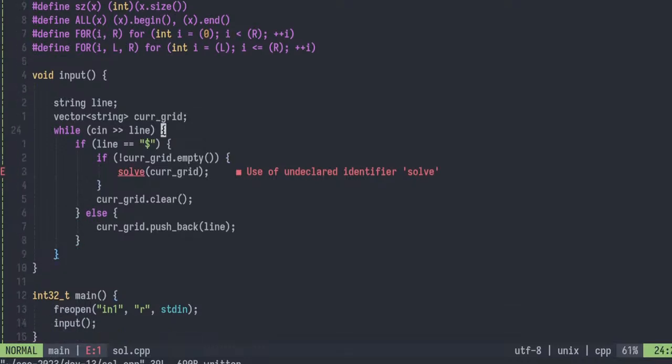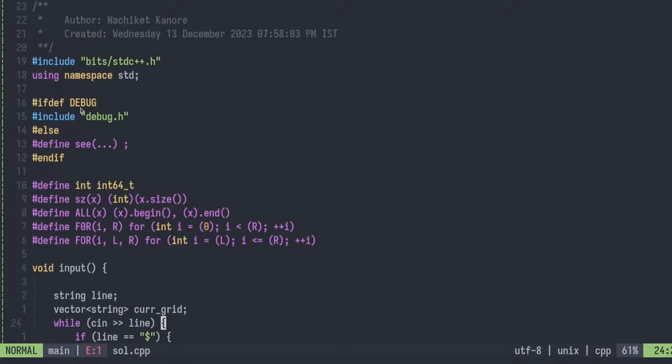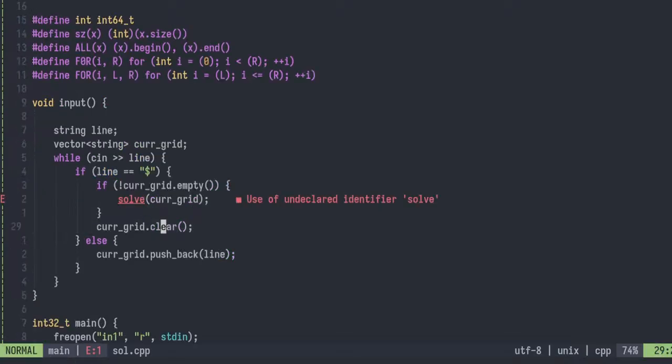This will also be helpful when there is a dollar at the end. Whenever this dollar occurs, we don't send that empty grid to solve, but when this dollar occurs, then this entire grid would be sent to the solve function, and we need to clear it as well. That is what I have done here. Okay, let's write the function for main logic.